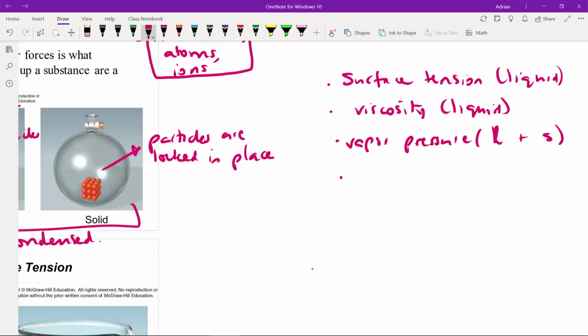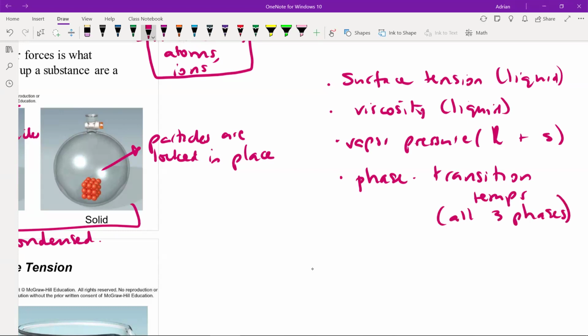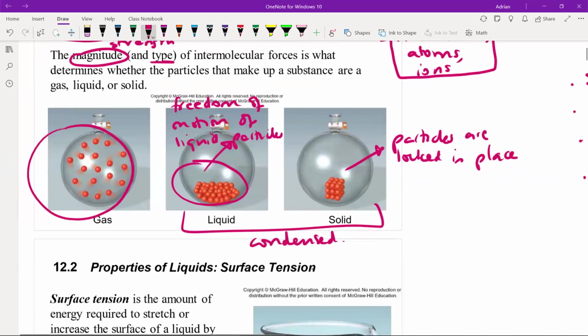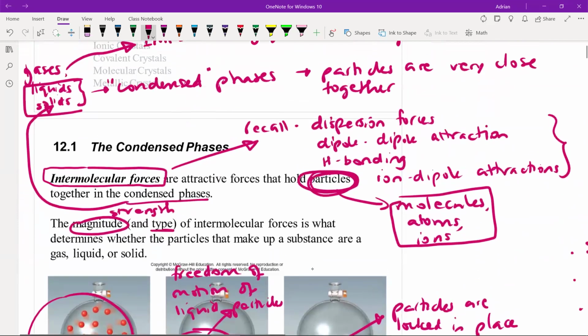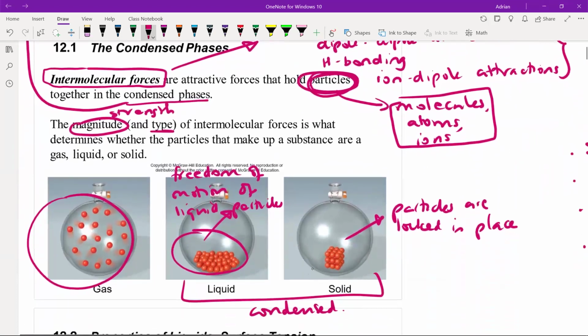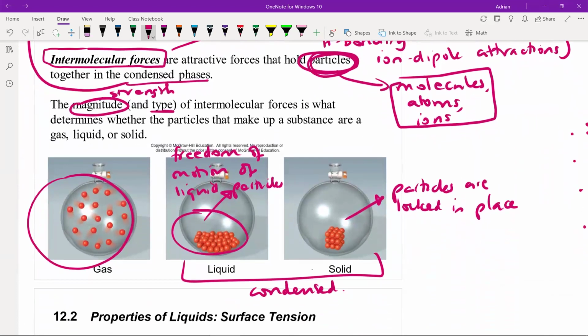And then we're also going to be looking at phase transition temperatures, which then will obviously apply to all three phases. Okay, so these are what we're going to be focusing on in this part of the course. So the intermolecular forces applied to our condensed phases, solids and liquids, are going to be a focus here.